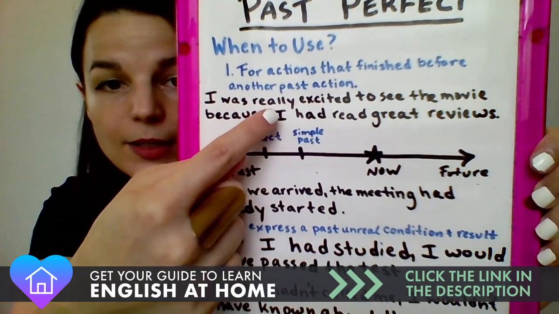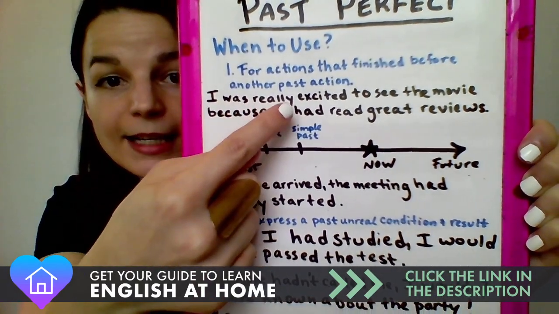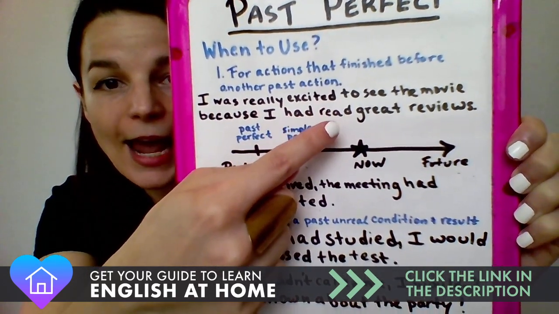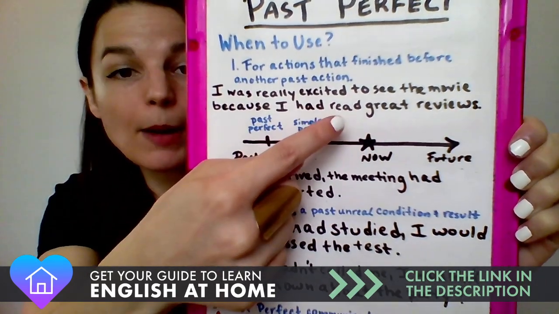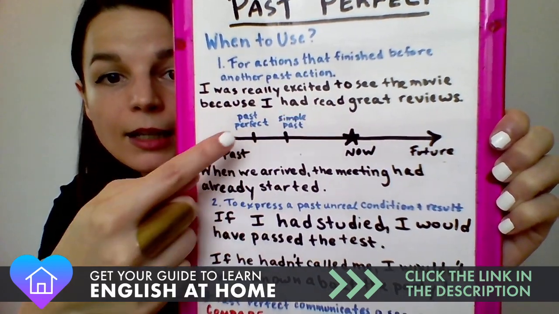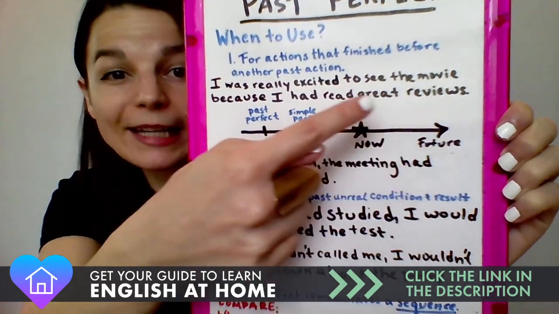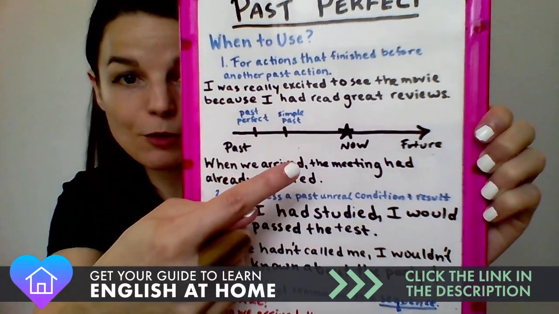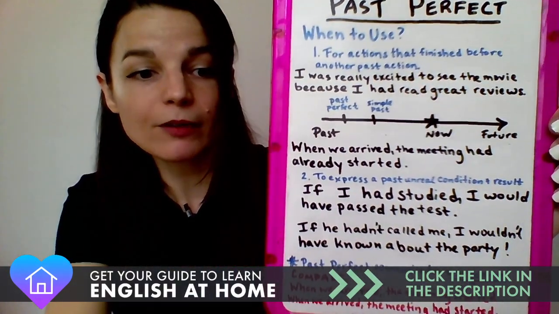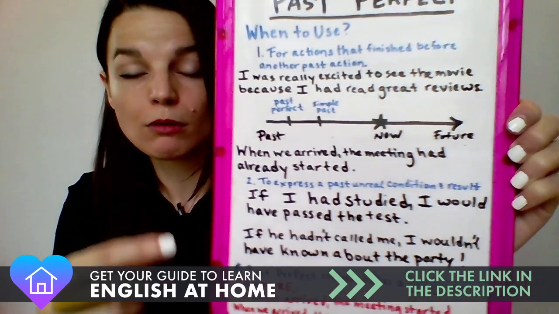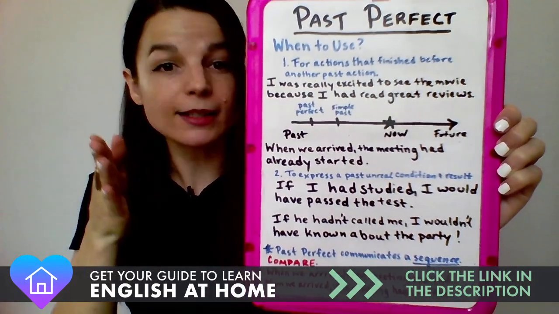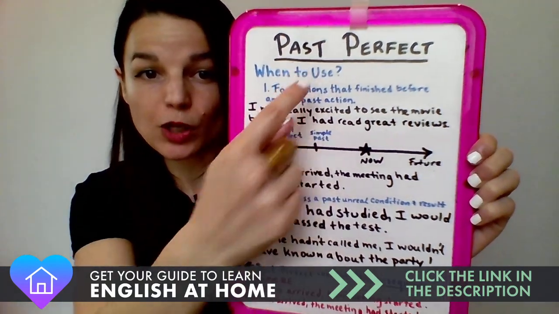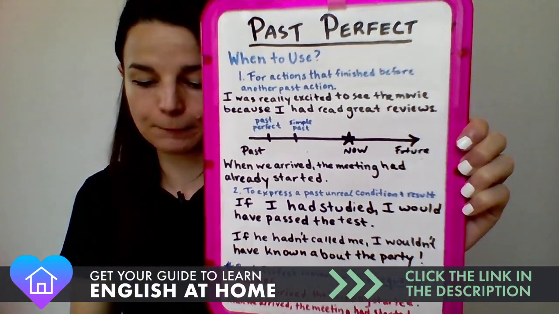So in this example sentence, I was really excited is my simple past action. And then I had read great reviews. This is my past perfect point. This part, I read great reviews. This happened before I saw the movie. So we use past perfect to show that two things, like two past actions, happened, and we want to show the earlier action. We use past perfect to do this.